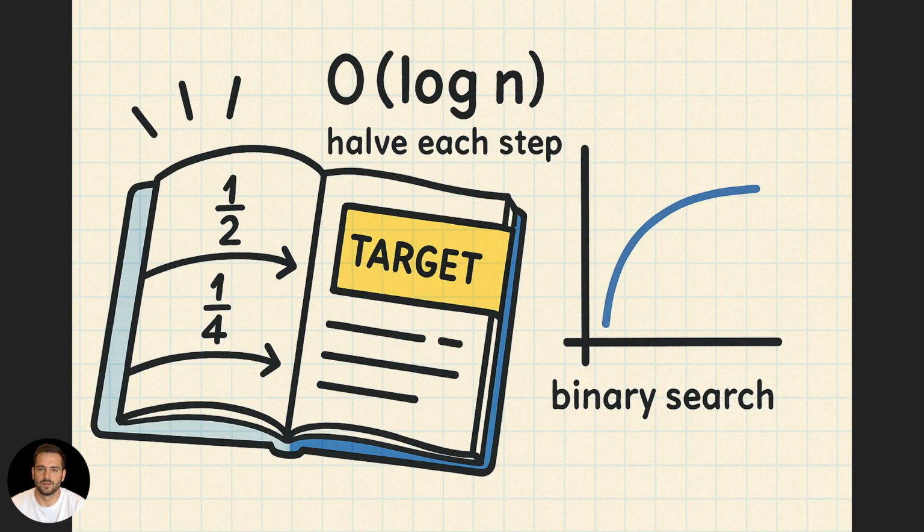2. O of log n, logarithmic time. Think of finding a word in a paper phone book. You keep halving the pages. That's binary search. Every step cuts the space in half, so adding more pages adds only a few extra steps. How to say it: Time O of log n. We halve the search each step.